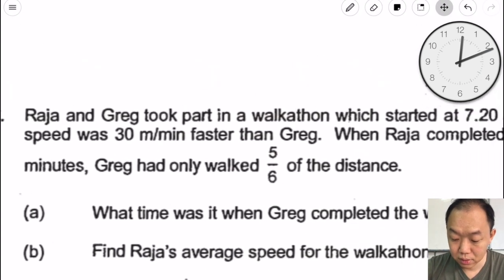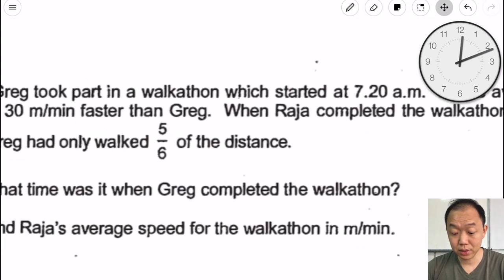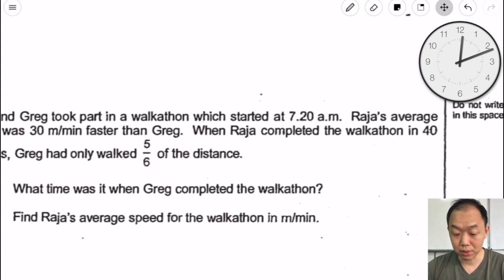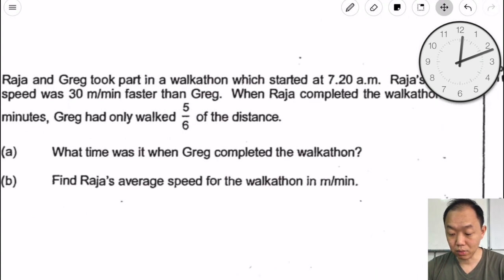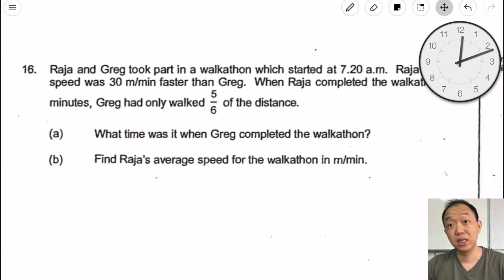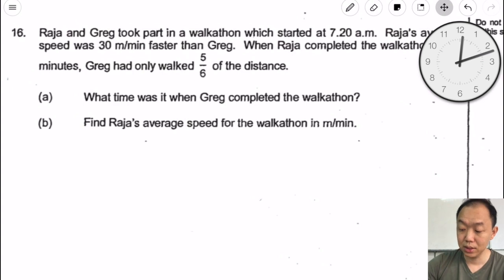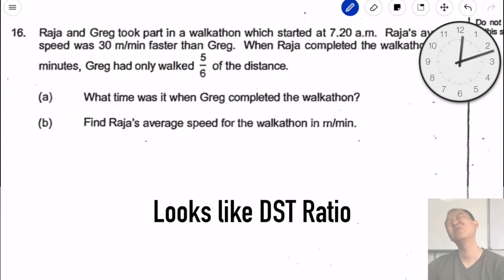Raja and Greg took part in a walkathon which started at 7:20 a.m. Raja's average speed was 30 meters per minute faster than Greg. When Raja completed the walkathon in 40 minutes, Greg had only walked 5/6 of the distance. So, what time was it when Greg completed the walkathon? Looks like DST ratio.